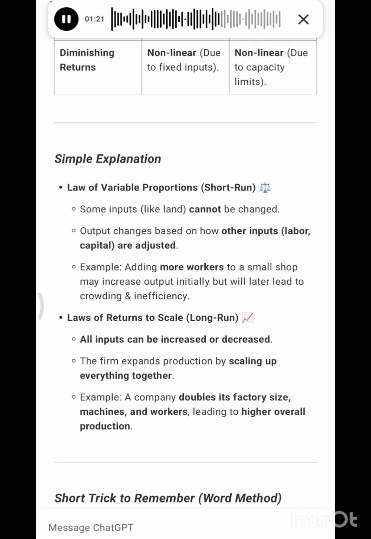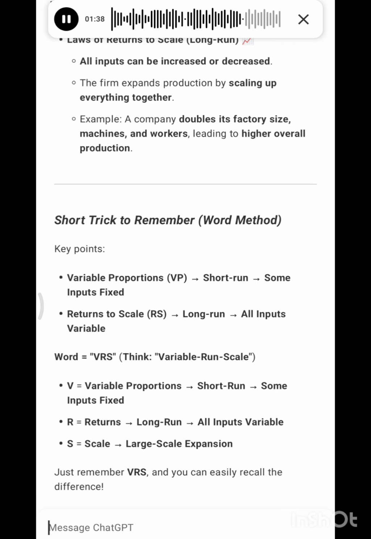Laws of returns to scale, long run. All inputs can be increased or decreased. The firm expands production by scaling up everything together. Example: a company doubles its factory size, machines, and workers, leading to higher overall production.